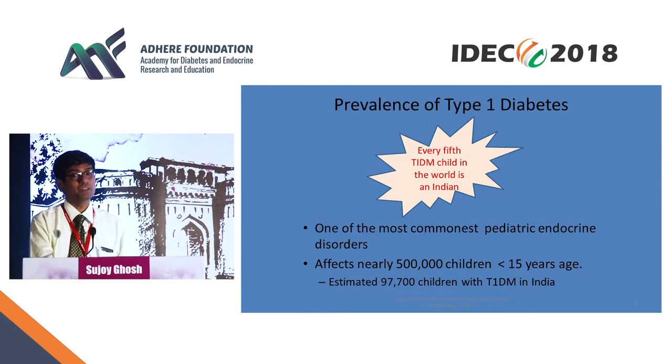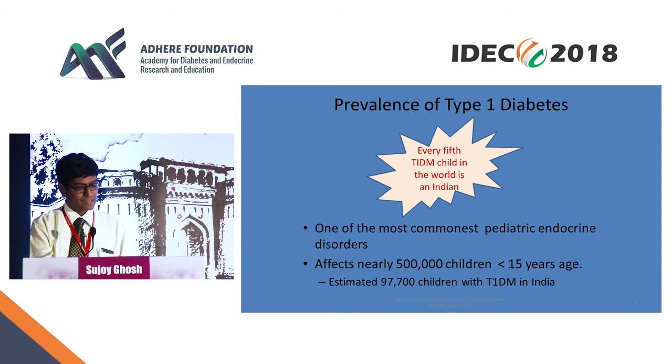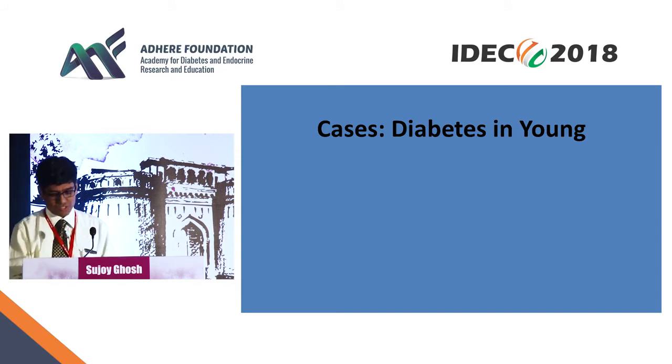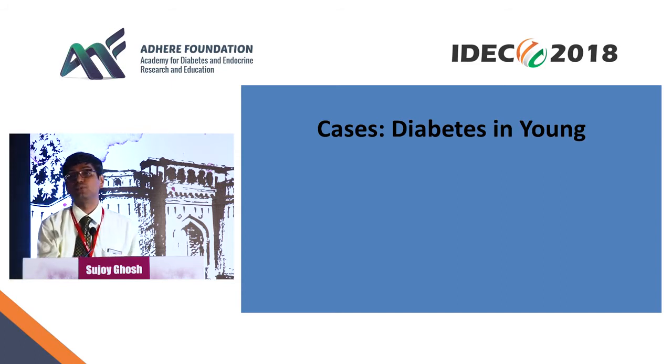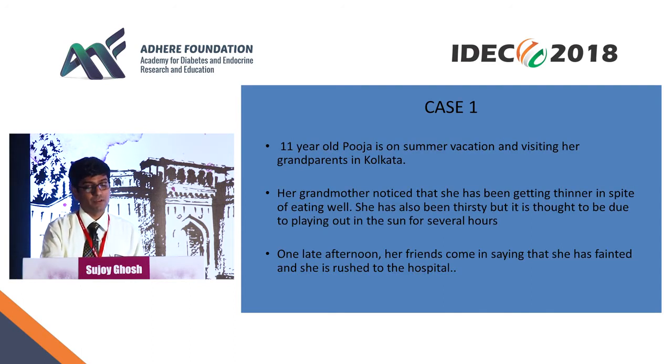But again, the numbers have probably gone down because most of our type 1s die before they can get counted. That's probably the reason. It's estimated that about 1 lakh, the newer data shows about 1,20,000 people with type 1 diabetes in India. With that bit of epidemiology in the background, let us have a look at a few illustrative cases of diabetes in young. Pooja is an 11-year-old girl who's come for summer vacations to visit her grandparents in Kolkata.